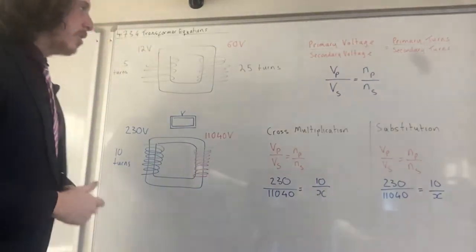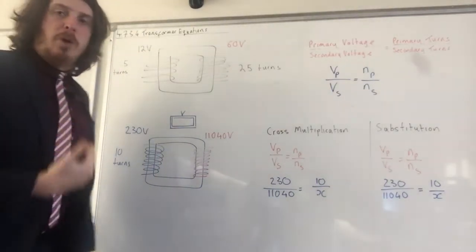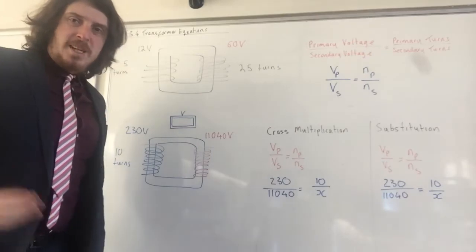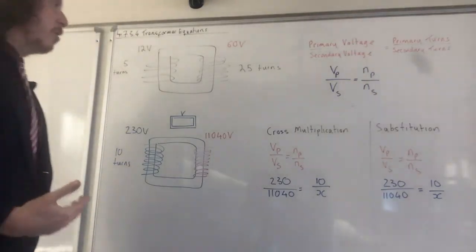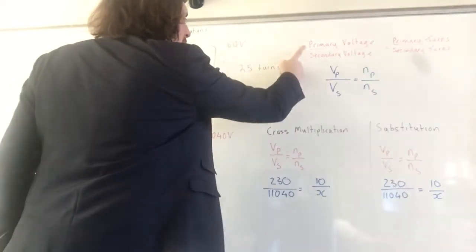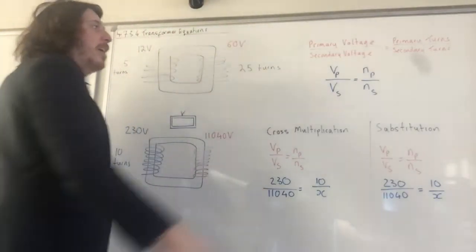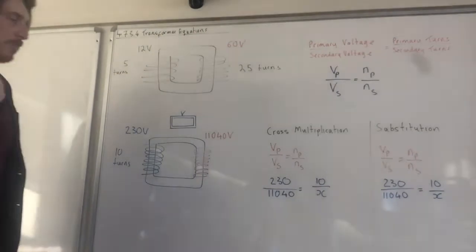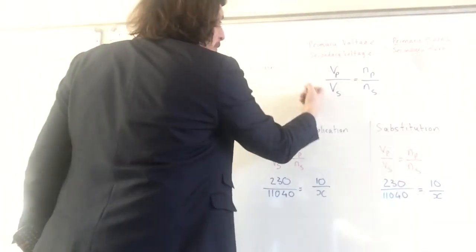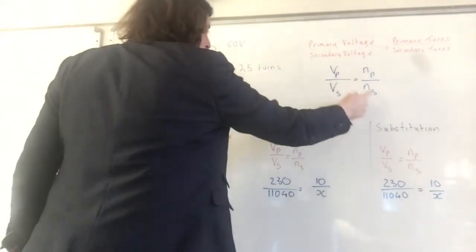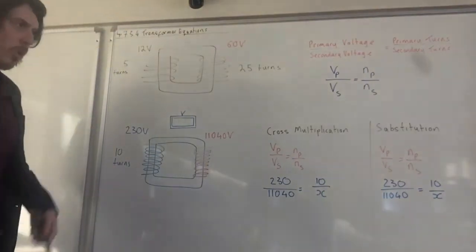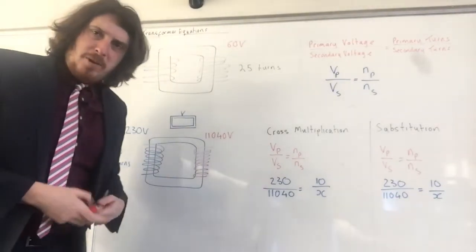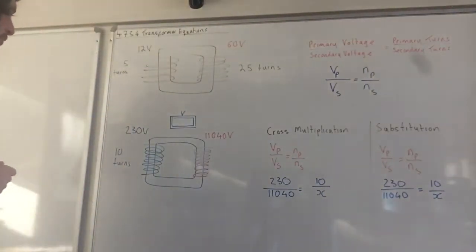Nice and straightforward. Okay? What we're doing in our heads is we're using ratios. So, the primary voltage divided by the secondary voltage is equal to the primary amount of turns divided by the secondary amount of turns, which is written as Vp over Vs is equal to Np over Ns, which is an equation that is provided for you in the AQA exam.